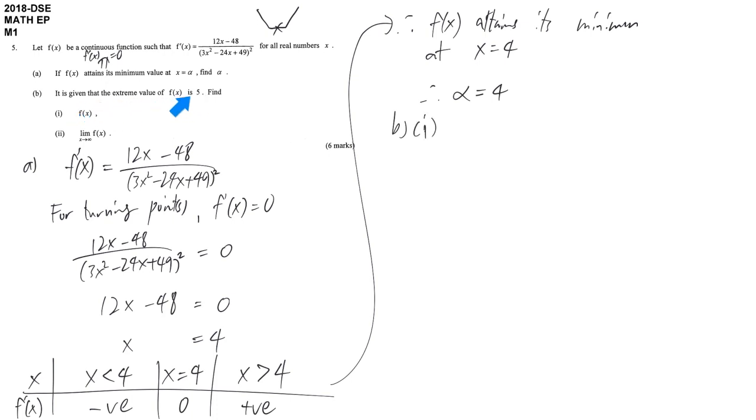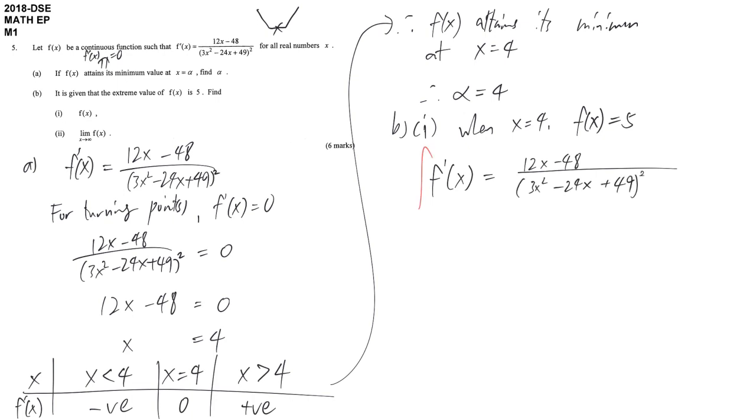It's given that the extreme value of f(x) is 5. That means when x equals 4, then our original function will equal 5. Or you may say f(4) is 5. Anyway, we have to find f(x). It starts from the function. We only know the slope function is 12x minus 48 divided by this, which means that if we want to get the original function, we are going to integrate both sides. Left hand side we get f(x), right hand side.